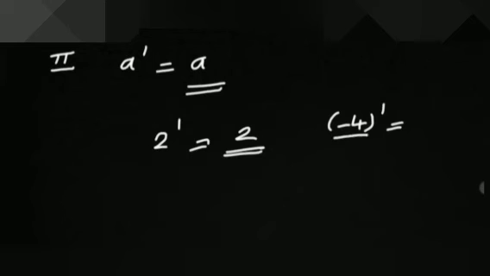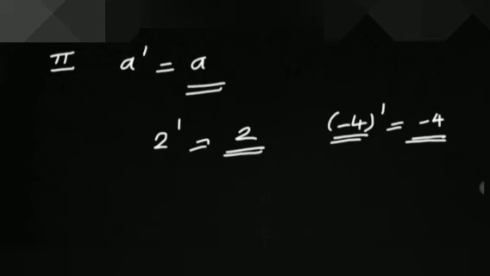So, what is the value of 2 raised to 1? A raised to 1 is a. Is 2 an integer? Yes, 2 is an integer. So what is the value of 2 to the power 1? Yes, it is 2 itself. What is the value of minus 4 to the power 1? Very good. Since minus 4 is an integer, any integer raised to 1 is equal to the integer itself. So the value is minus 4, isn't it?